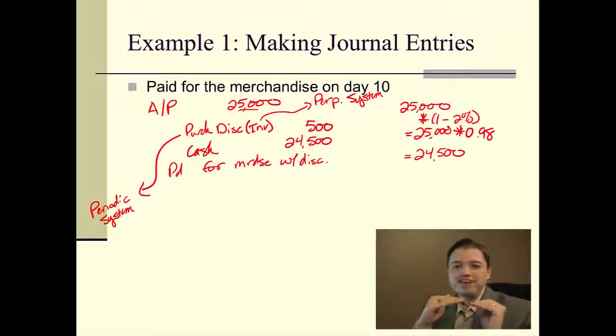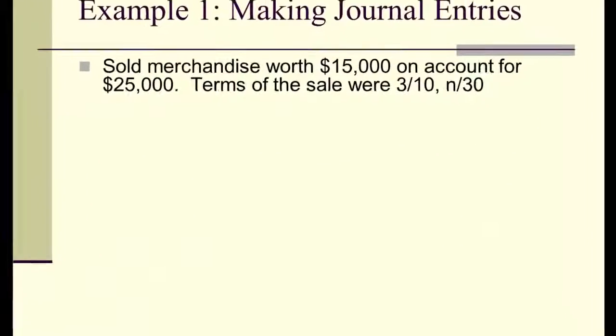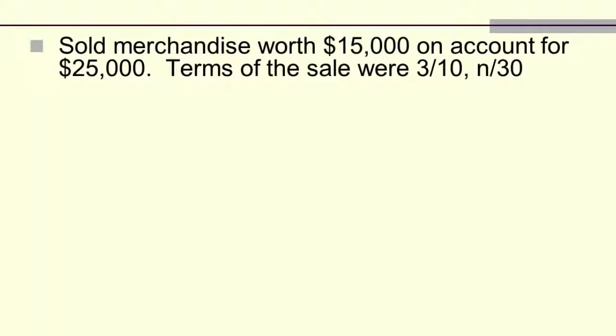Okay? All right, let's do another entry. Oh boy, these just get so fun, don't they, as we add more details. In this case, we're going to take a look at a sale that we made. So we sold $15,000 of inventory, that's what we paid for it, for $25,000. Our terms are 3/10, net 30. Go ahead, give it a try.